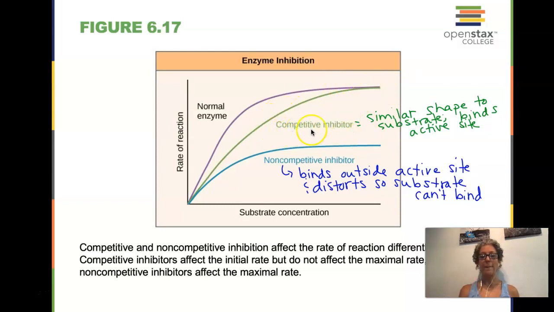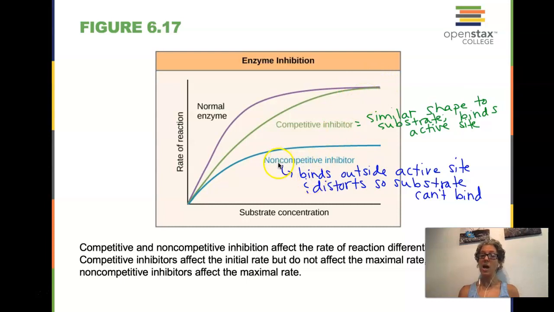If we have a competitive inhibitor, that is a molecule that, at least on part of it, has a similar shape to the substrate and competes for that active site. So if you have a competitive inhibitor present, but a lot of substrate, you can have the substrate outcompete the inhibitor and still get to the maximum rate of reaction.